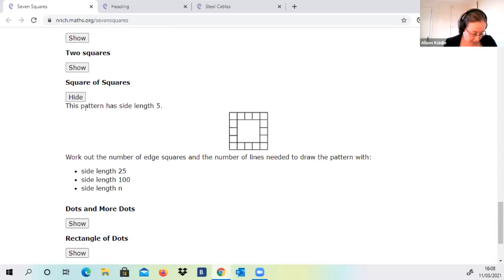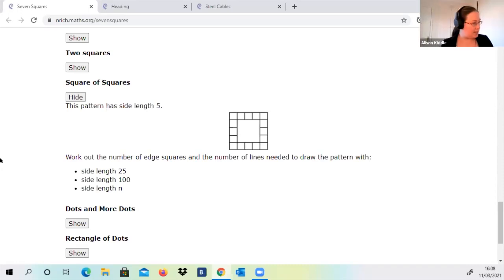Then Charlie, I think it would be good to talk about how we would tackle this problem, but also to invite people to contribute in the chat if they have different ways of looking at the problem that don't crop up for me and you. So we've got a pattern which it says has side length 5. What do you think it means by that, Charlie? Okay, hello everybody. Side length 5 means if I look along any of the edges, I can count 5 squares.